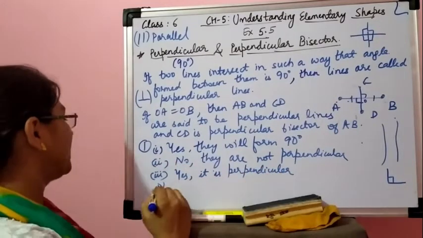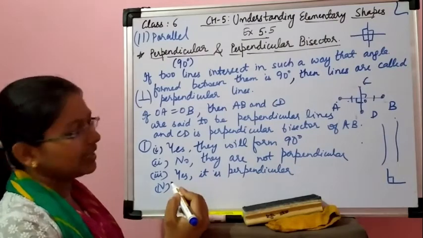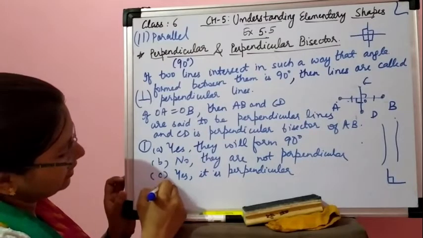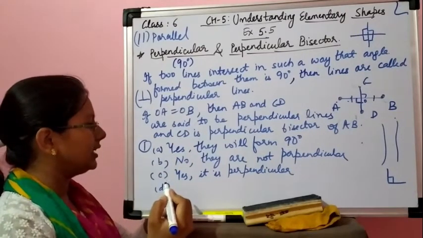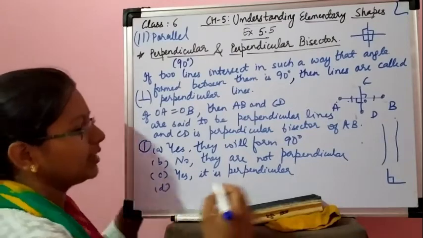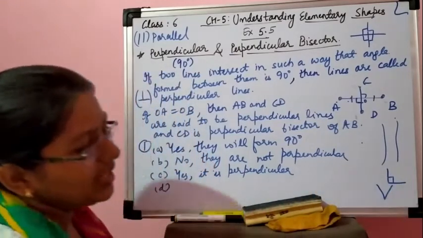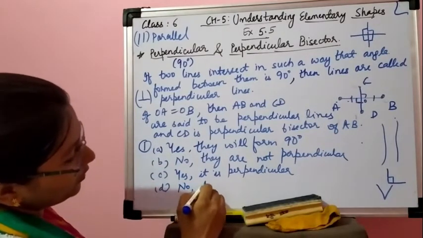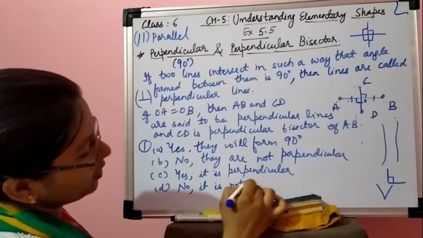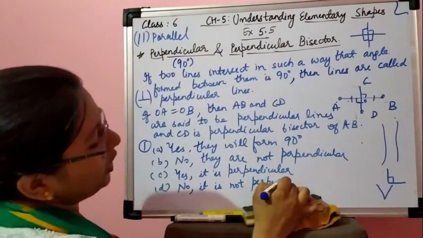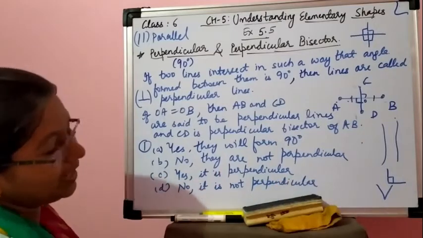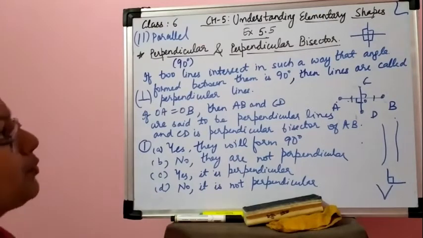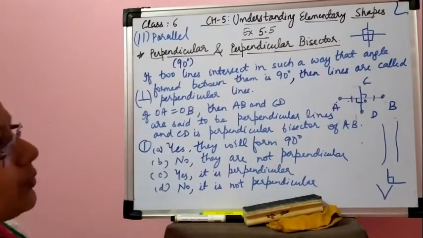Now the fourth part is the letter V. V is forming an acute angle. It is not forming a right angle. So what will we write? No, it is not perpendicular. So you only have to say which are perpendicular lines and which are not perpendicular lines by looking at the given example. Now similarly we will proceed to the second question.